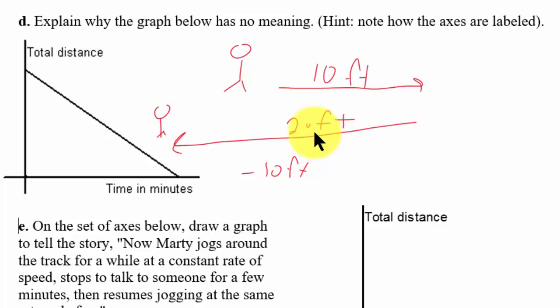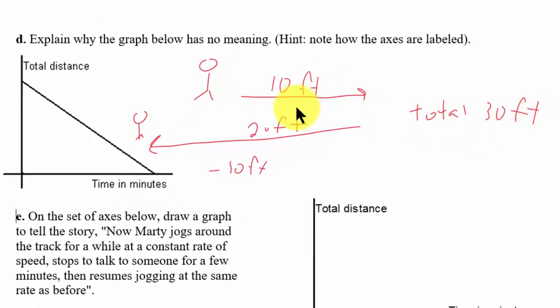My net distance might be negative 10 feet. My position relative to where I started would be 10 feet, but my total distance traveled would be the 10 feet I walked forward plus the 20 feet I walked backwards. All right, so again, I would have walked a total of 30 feet. So your total distance can never go down. It could stop, right? If I stop walking, my total distance won't go up, it won't go down, or it will increase every time I take another step. It doesn't matter which direction, my total distance will increase.